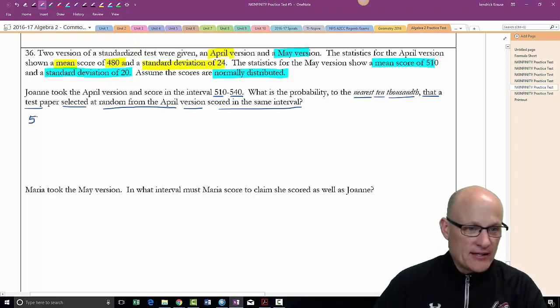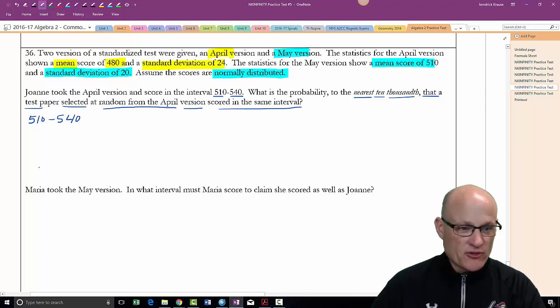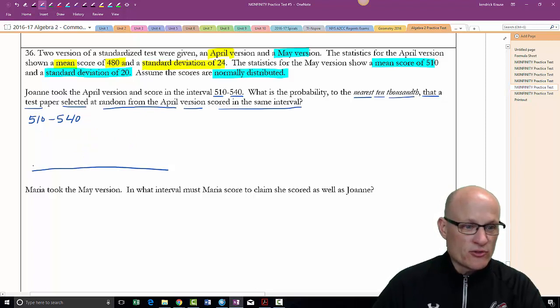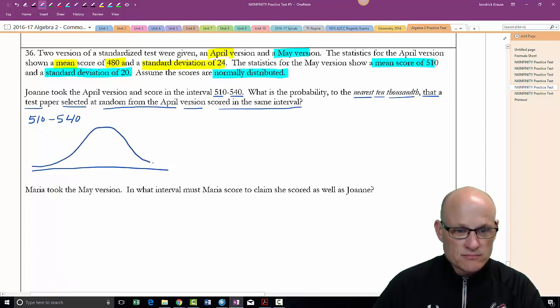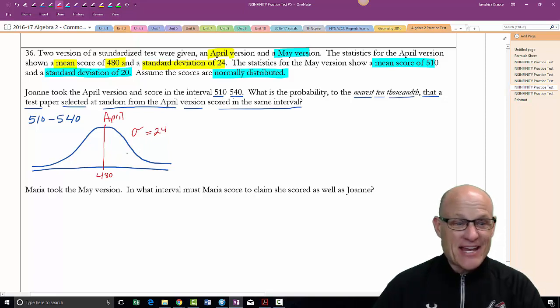Okay, so Joanne scored between 510 and 540. You need to show some kind of understanding of what's going on. So the first thing I'm going to do is draw a picture. I'll try to draw a nice, accurate normal distribution curve. I'll label it properly with my mean of 480 and my standard deviation of 24. Now this is April. Now we want to know between 510 and 540. So 510 has got to be somewhere around here.